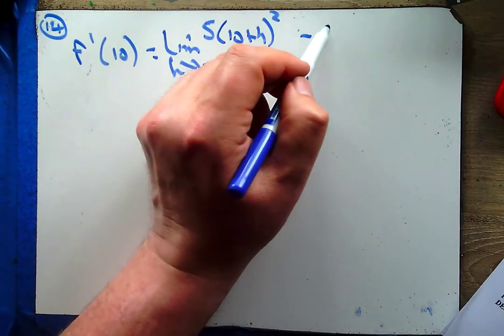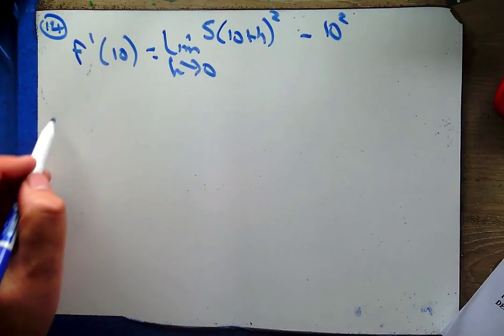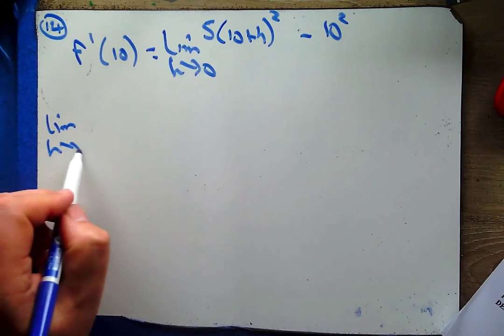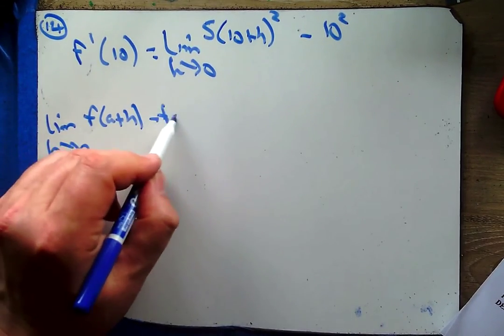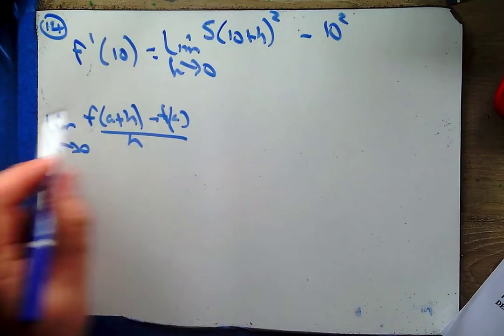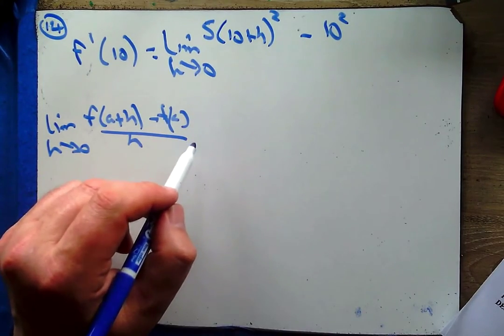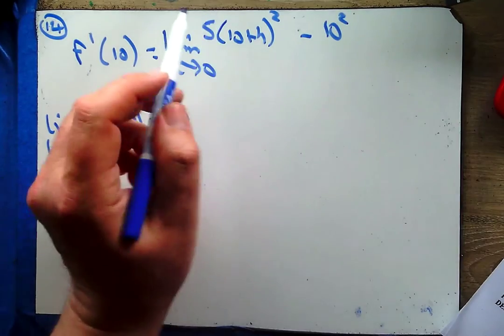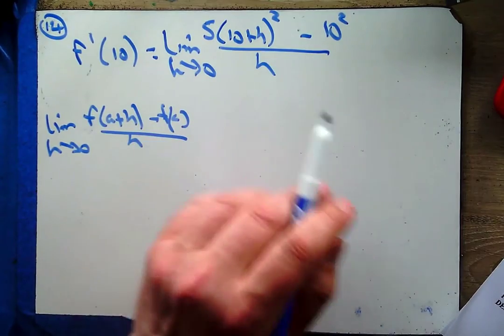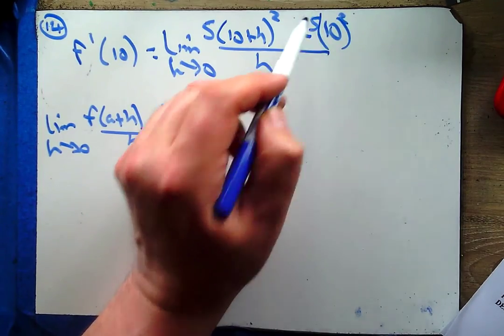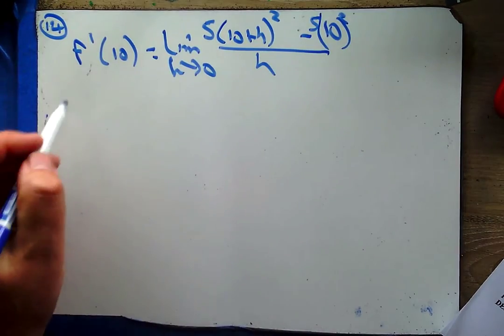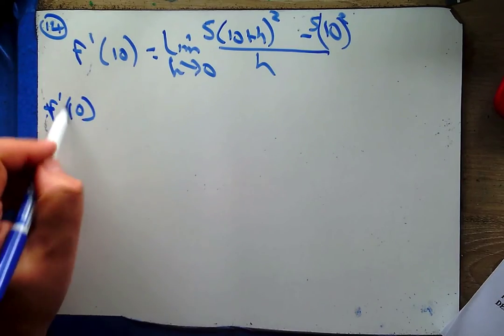minus 10 squared. So I'm using the limit as h heads to 0 of f of a plus h minus f of a over h. This is the limit definition of the derivative that I'm using. Okay, so that's over h. There's a 5. Don't forget the 5.